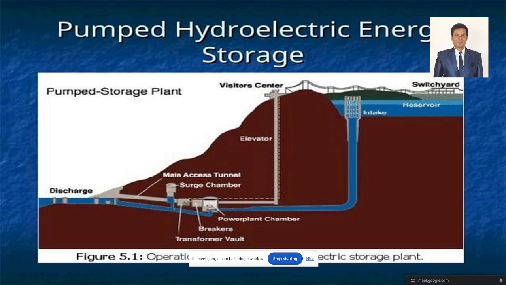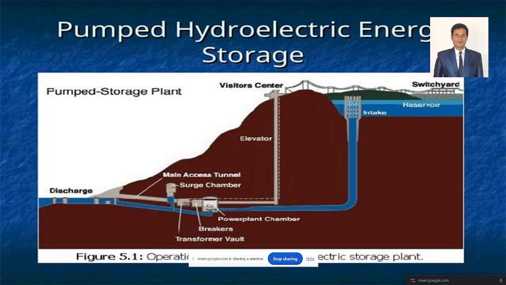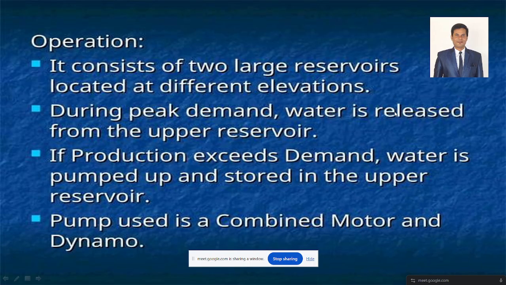Next, pump storage. It consists of two reservoirs located at different elevations, right? One is to bring the water from the upper chamber where it will hit the turbines, and the other is a system where the water is pumped back into the reservoirs at the higher elevation, right?